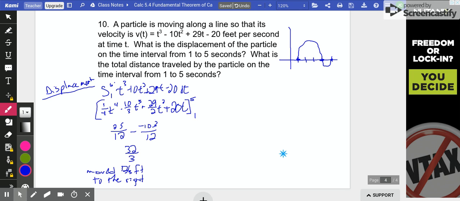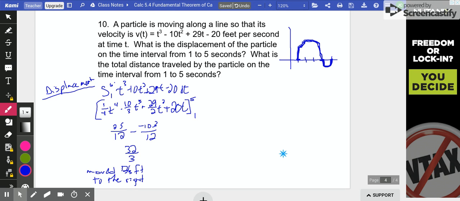Okay, so that's displacement. Now for total distance traveled, here the velocity is positive from 1 to 4, which means our particle is moving to the right. And then it turns around and it moves to the left. Okay, so what happened when we did the total displacement is basically this part got subtracted. We don't want that anymore. We want to do these separately. So we want to do the distance it moved to the right and then also do the distance it moved to the left and combine those.